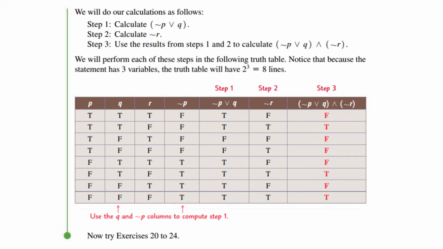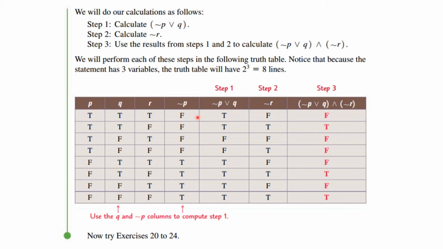Here we're doing a calculation of this truth table. So we want to calculate what is the truth value of not P or Q and not R. The easiest way to get all 8 combinations is to go 4 T's, 4 falses, 2 T's, 2 falses, 2 T's, 2 falses, and alternating TF, TF, TF, TF. And we will get all the possible 8 combinations here.